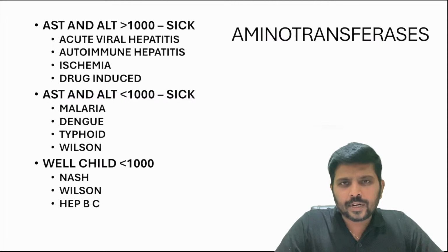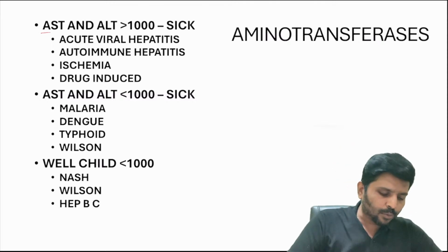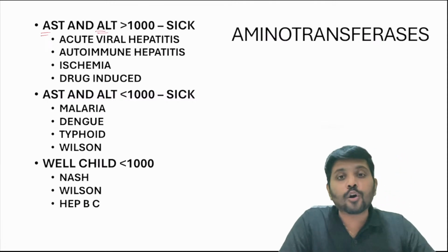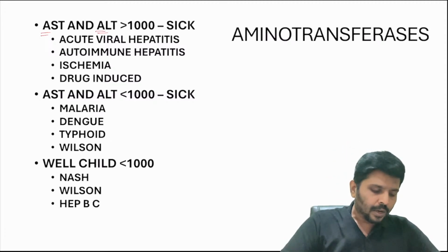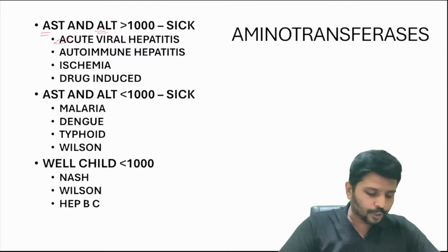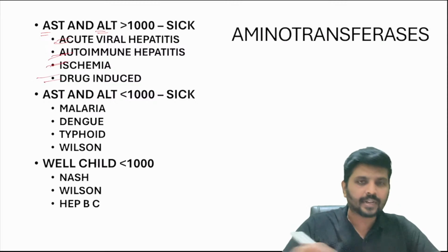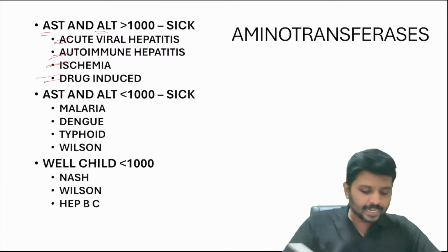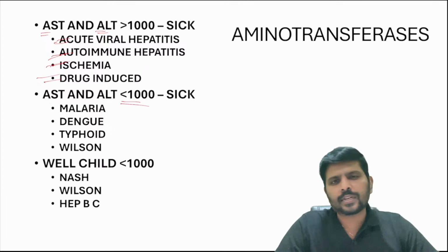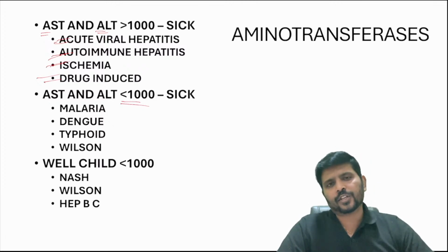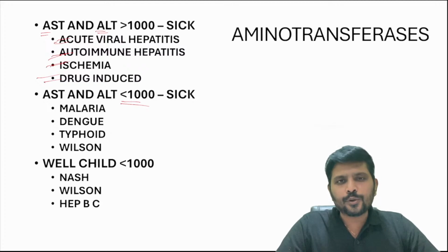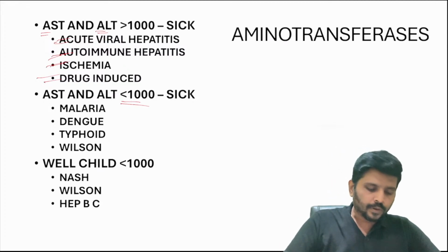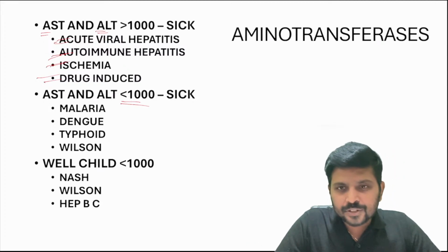As I told you already, when SGOT and SGPT are more than 1000 and the child is sick, it can be due to the following reasons. Acute viral hepatitis, autoimmune hepatitis, ischemia, drug induced. Whereas when it is less than 1000, it can be due to infections such as malaria, dengue, typhoid, lepto, or it can be due to drugs. In these two cases, the child will be sick.